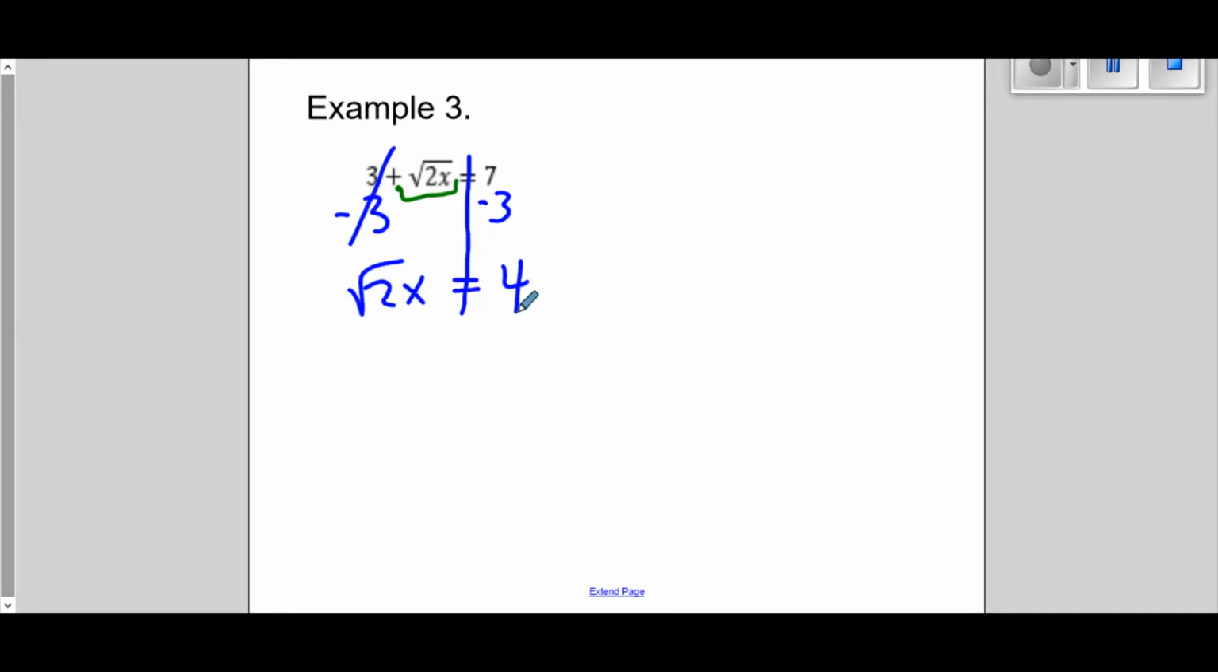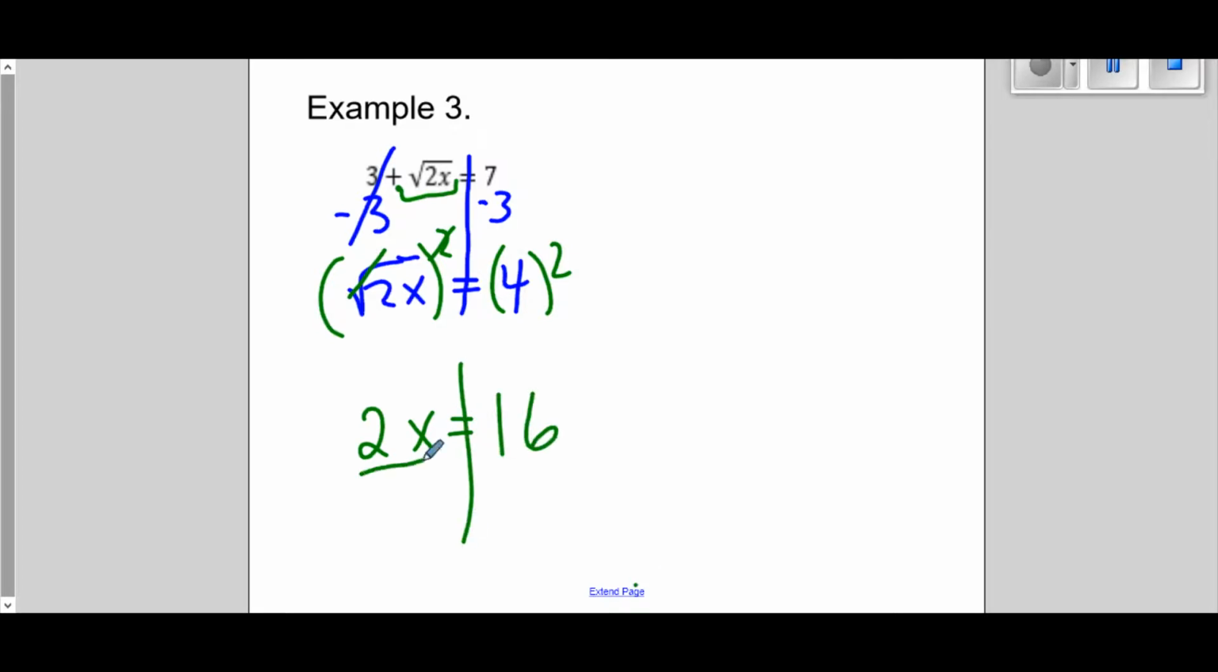So very important, when you have the square root and there's something on the outside of the square root, you need to remove that thing. So we need to remove the 3. Now, this looks similar to what we did in examples 1 and 2. Square both sides, the square root and the square cancel off, so I get 2x equals 4 squared, which is 16. And then divide both sides by 2. So x is 8.